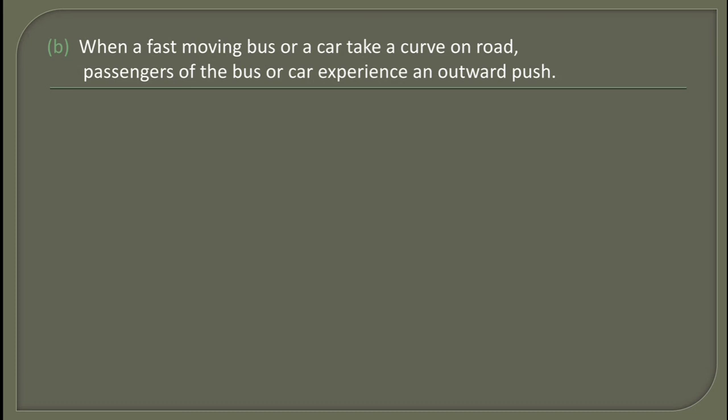Our second example is, when a fast moving bus or a car takes a curve on the road, passengers of the bus or car experience an outward push. This happens because the passengers tend to maintain their initial direction of motion.